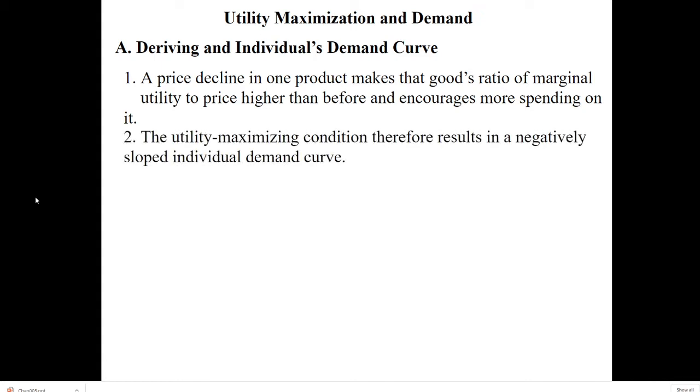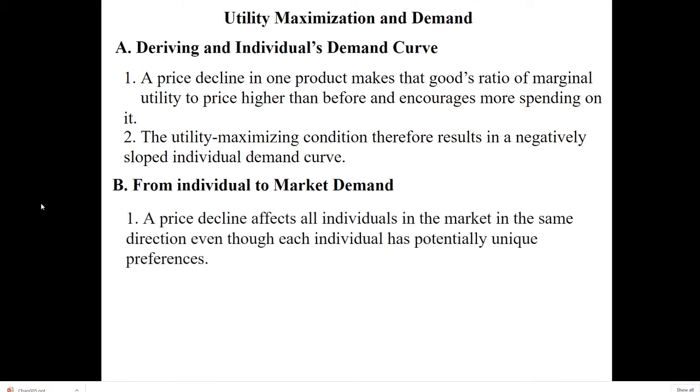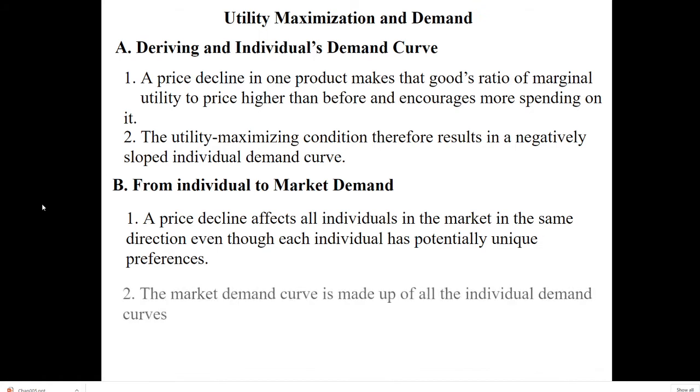Right? And the utility maximizing condition therefore results in a negatively sloped individual demand curve. This is why we get the downward sloping demand curve, because as the price falls, we're getting more for our money and our satisfaction is greater. Now we all have different preferences. Calix loves his pineapple on his pizza. I don't, but we can put that together and come up with a demand for pizza in the market by taking all the individual choices. Okay? The market demand curve is made up of individual demand.